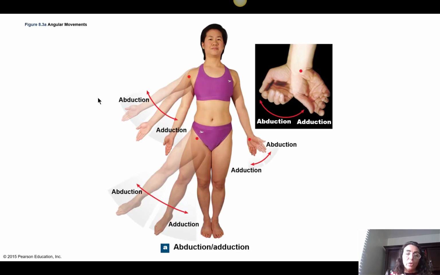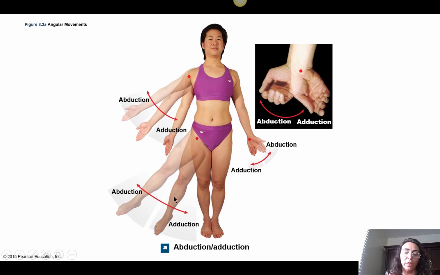Now here you're looking at the angular movements, and you see that the movements are in the frontal plane, right? So this is the original position here. When you're getting more away from the center, it is abduction. When the arm gets closer to the center or the long axis of the body, it is called adduction, right? Pay attention that the movement is around this point here, right?